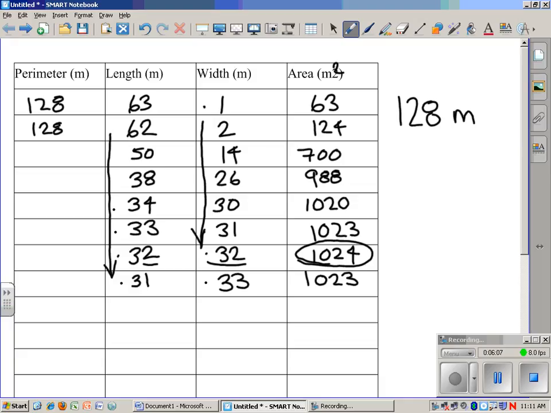So in order to maximize the area of our garden, or we could also say optimize the area of our garden, we need a garden which has length 32 meters and width 32 meters. We still have our perimeter of 128 meters. And that will optimize our garden's area, giving us an area of 1024 square meters.